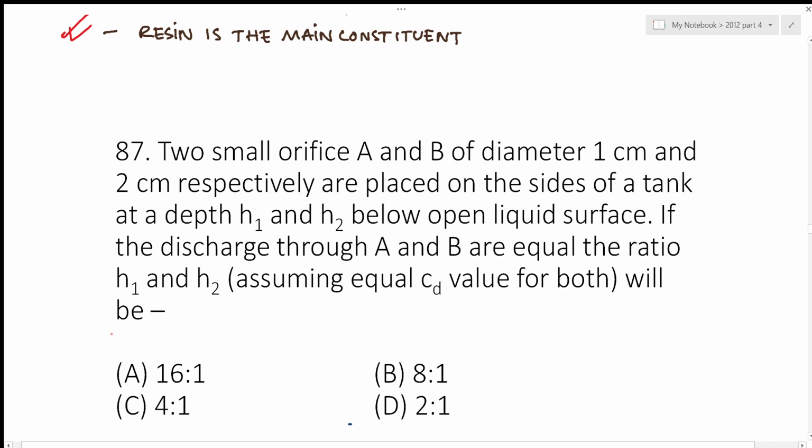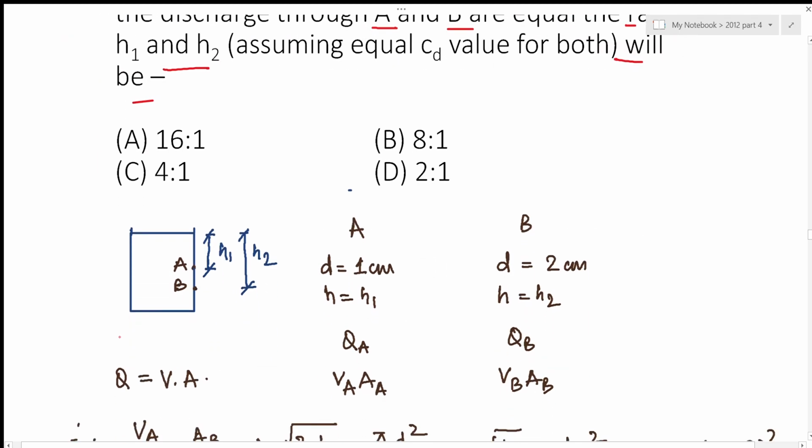The next question: two small orifices A and B of diameter 1 cm and 2 cm respectively are placed on the sides of a tank at depths H1 and H2 below an open liquid surface. If the discharges through A and B are equal, the ratio of H1 and H2 will be? Now this is a tank where A and B are the two orifices mentioned in the question, and this is the water level. The orifice A is at a depth H1 and the orifice B is at a depth H2. This is A, this is B. The diameter is given as 1 centimeter for A and 2 centimeter for B.